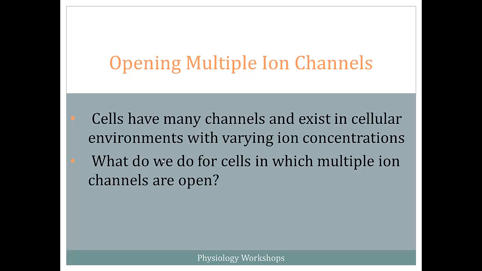We know that cells have many channels, and they exist in a bunch of different environments, but we also know how to calculate the Nernst potential for each one of those channels based on what we just discussed. Now, we just need to know how many of each type of channel is open, and then we can find the combined Nernst potential for all the channels being open. So our key question now is, how many of which type?